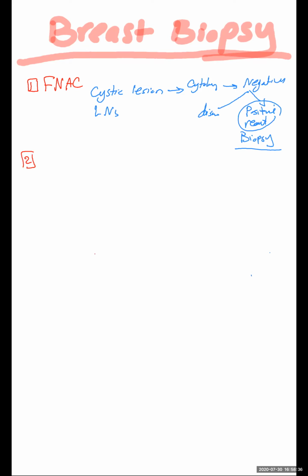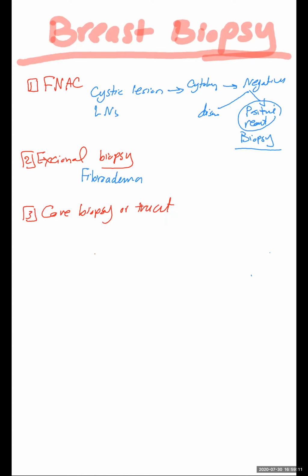Number two, excisional biopsy for fibroadenoma. Number three, core biopsy or trocar, for any lump, especially suspected cancer mass, after doing imaging, you will go for biopsy. You will go for fine needle only for cystic. So after imaging, for any lump except cystic, especially if suspected malignancy, core biopsy.